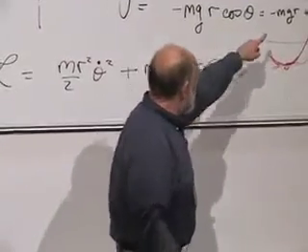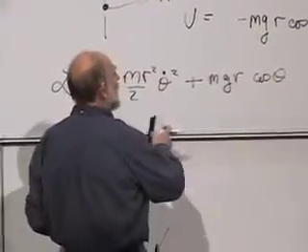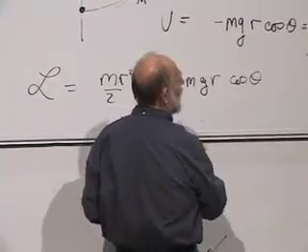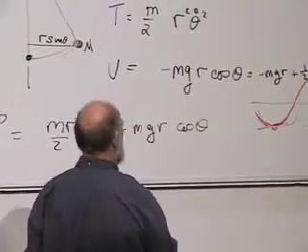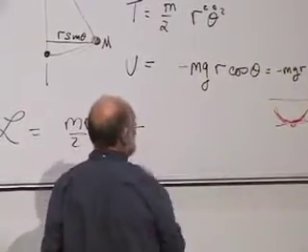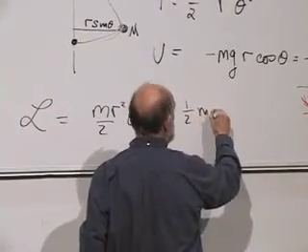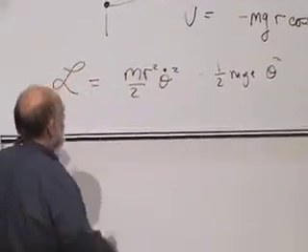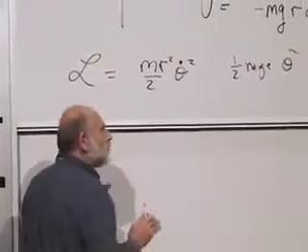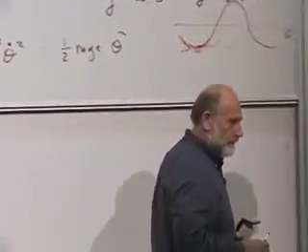If you did so, and you ignored the constant in the energy, which is of no particular importance. Did I get this wrong? Did I get the sign right here? Let's see. U is plus. Then we would have in the Lagrangian minus 1/2 mgr theta squared. And in the energy, we would have plus. But the important thing here is that it's just proportional to theta squared.